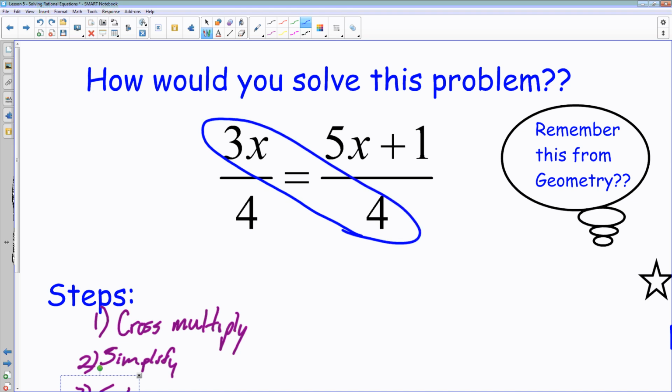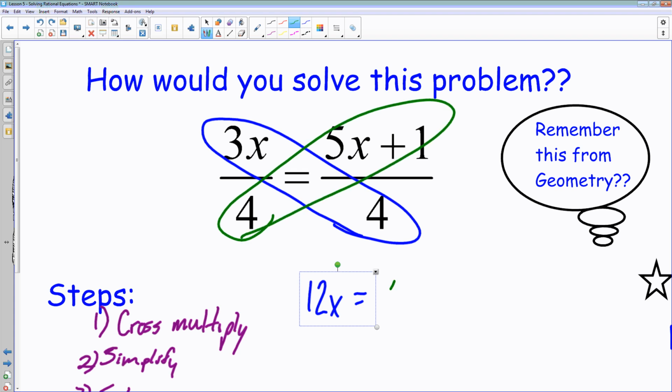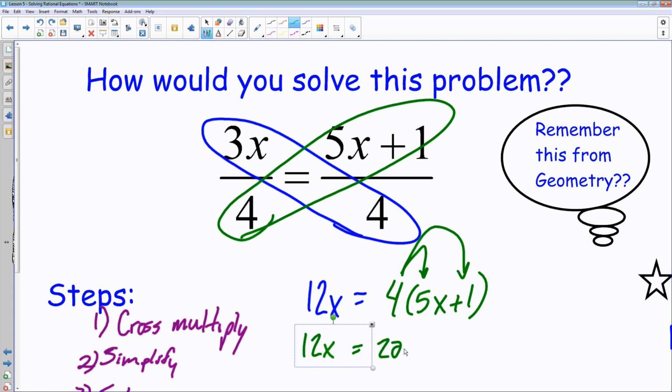Remember, you're multiplying what's on the diagonal. So you've got 3x times 4, and we know that is 12x. And now we're going to multiply 4 times 5x plus 1. You might want to write that down, just like I am, so that I can remember I have to distribute my 4. That's where most people get into the most difficulty. So I get 20x plus 4.